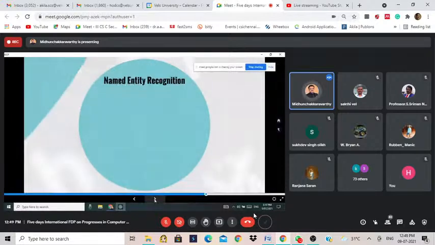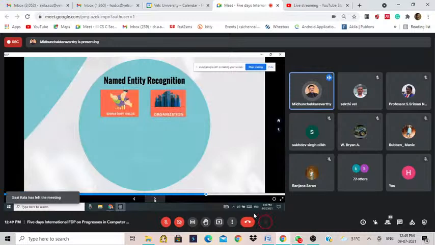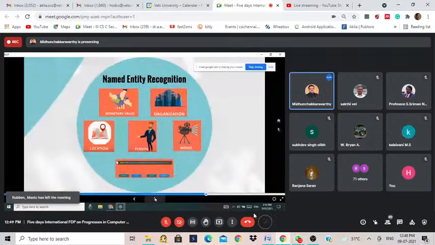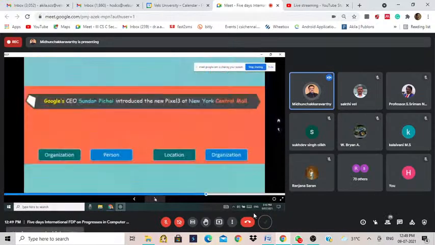Finally, the next step is NER, name entity. So now it gives the values of the words, monetary value, organization, location. So first part, POS tags, just gives the tags for the verb in grammar part. So here you can see an example I have. Google's CEO Sundar Pichai introduced the new Pixel 3 at New York Central Mall.